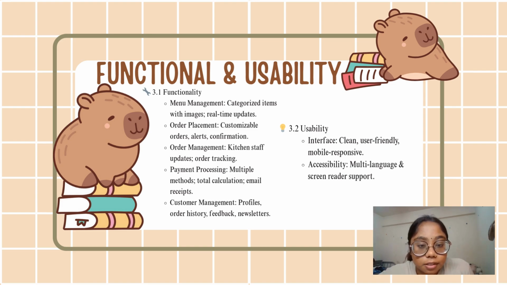Next is the usability. For the usability, we use an interface that is clean and user-friendly, so customers can use the system easily, and it is mobile responsive. Accessibility is multi-language and screen reader support. Multi-language lets the customer choose which language they prefer when ordering in the system. And screen reader support is mostly for disabled persons so they can also use it.